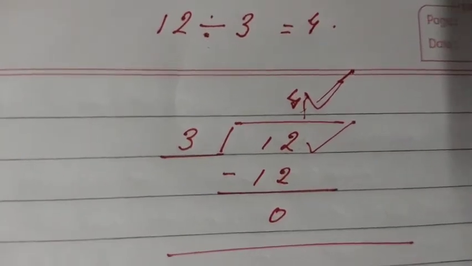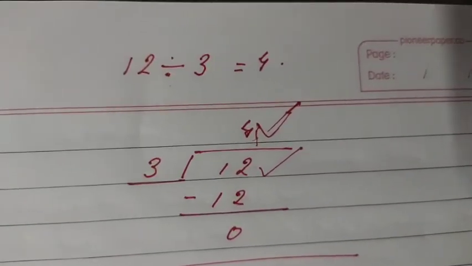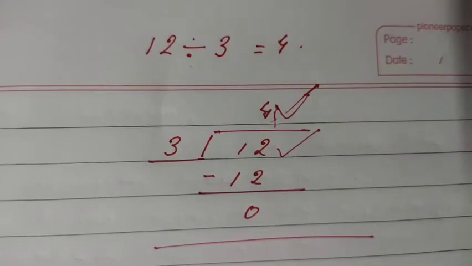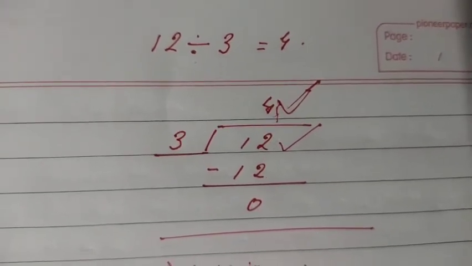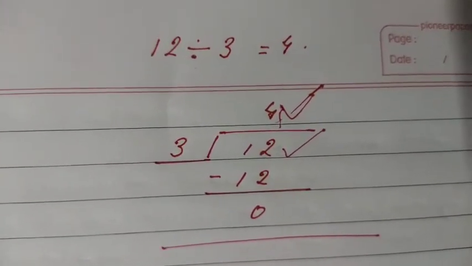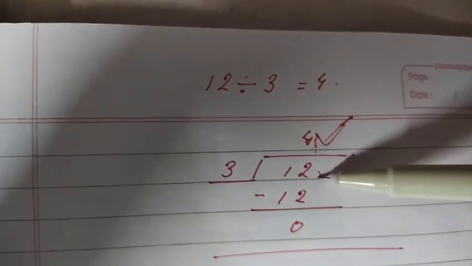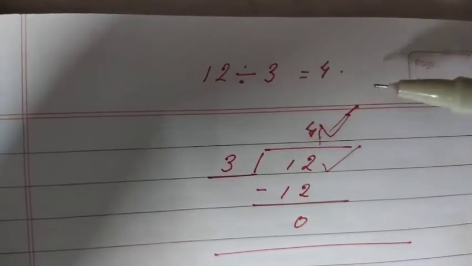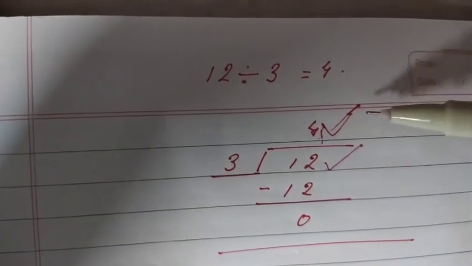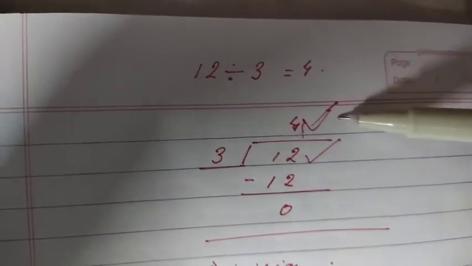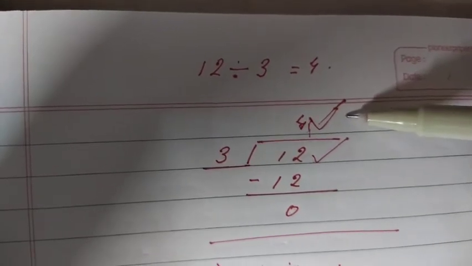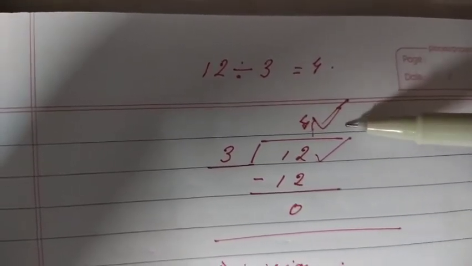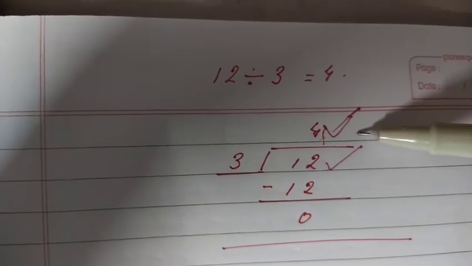Now children, I hope you remember the example which I gave at first about the balloons. Total I was having 12 balloons and I have to divide them equally in groups of 3. So how many groups did I get? 4. So 4 will be your answer. Now to check whether you are correct or not, you can learn one thing.